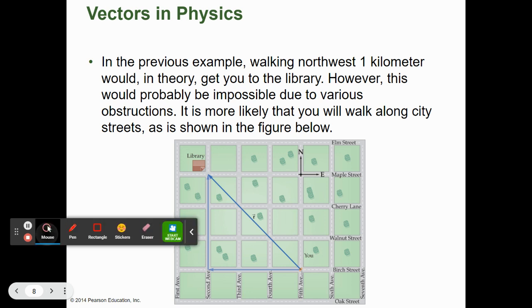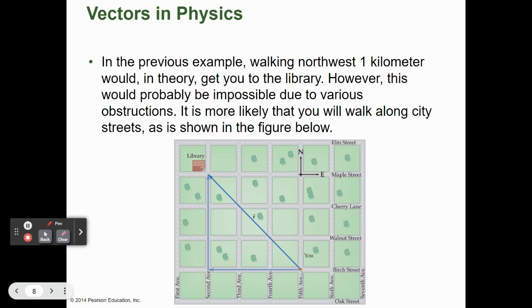All right, so here's a better diagram of what we're doing. So in the previous example, walking northwest 1 kilometer would get us to the library. So if we're here and we go 1 kilometer northwest, that will take us to the library. But as you can see on this little grid, that means we're going to be having to make some intersections. We're going to be going through some grass, some fields, some yards maybe. So there's a lot of obstacles if I'm going straight northwest. So what I'm probably going to do to avoid those obstacles is I'm going to go down the street to the west and then turn and go up to the north until I get to the library. That's just a more practical way of doing that when we're in a city with streets and that kind of thing.